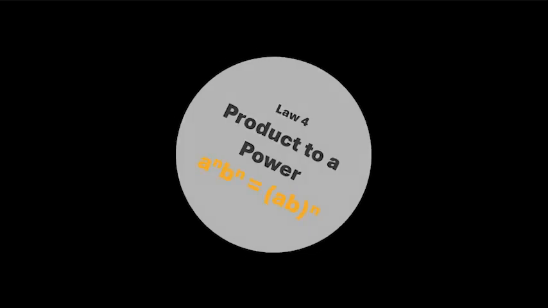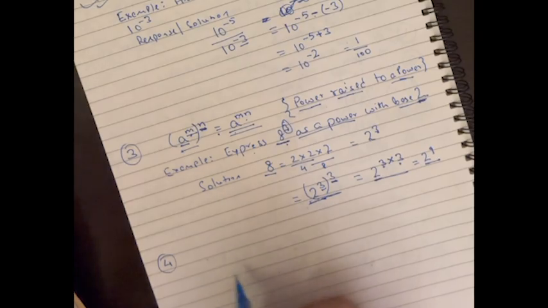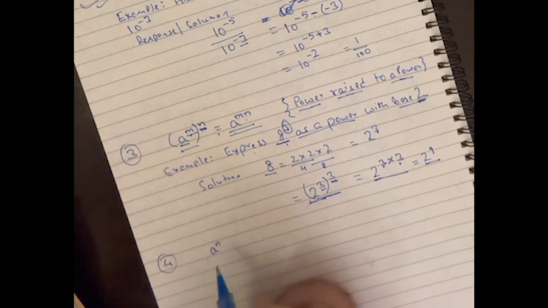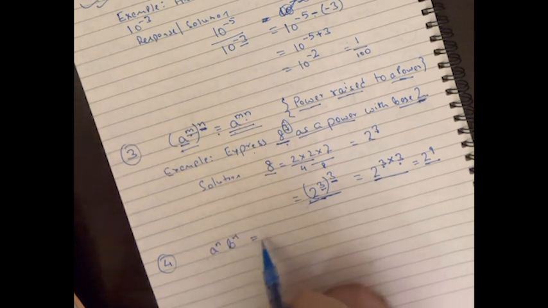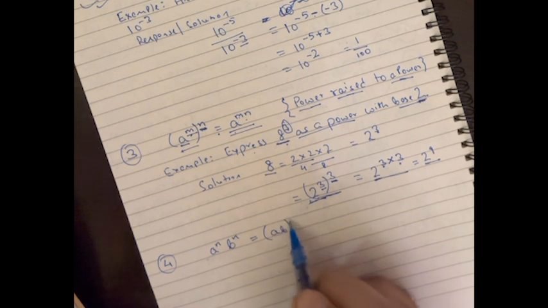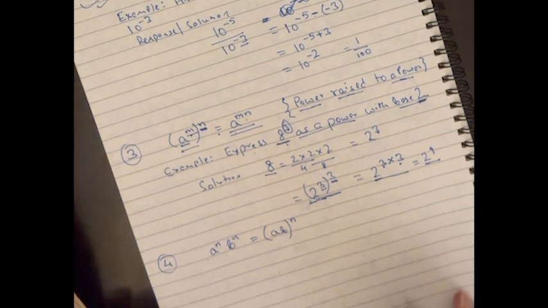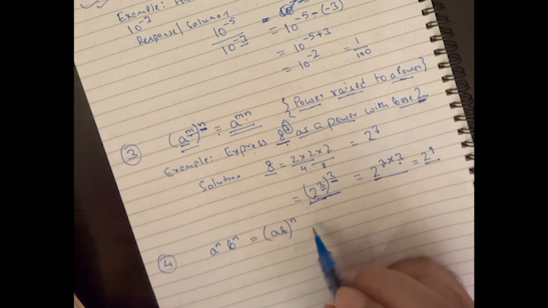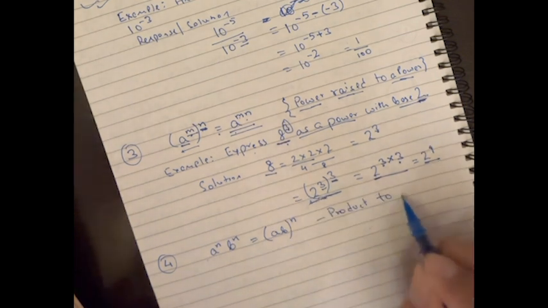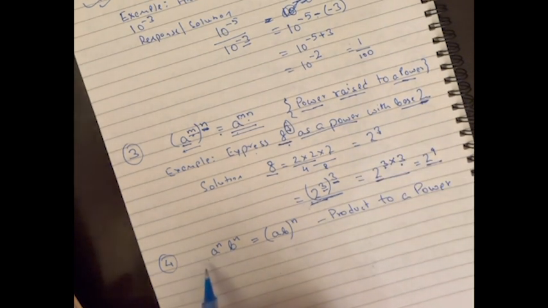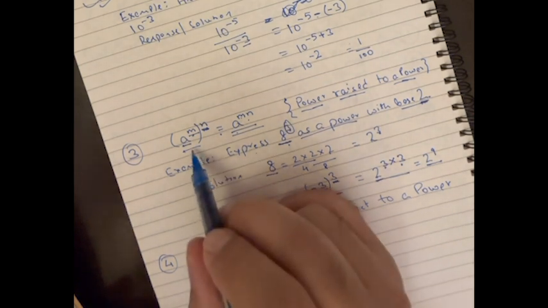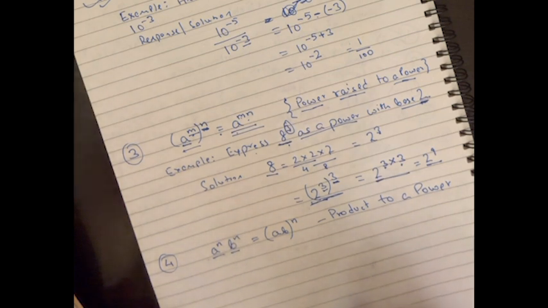Law number 4 is a raised to the power of n with b raised to the power of n is equal to ab raised to the power of n. This is an interesting one, and it is also called product to a power. Here we notice that in law number 3 and law number 2 we had the same bases, but over here we have two different bases, which are a and b. This is an important thing to notice.